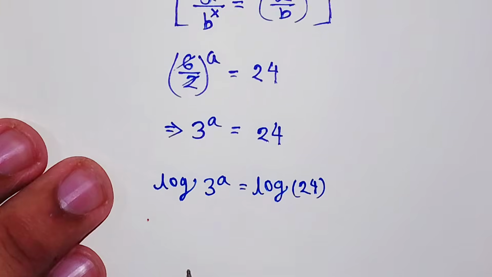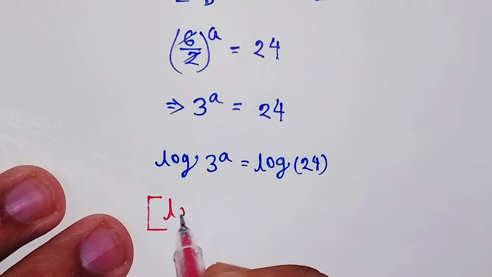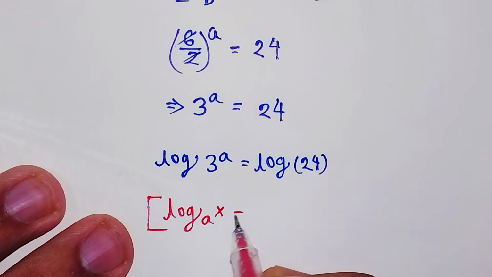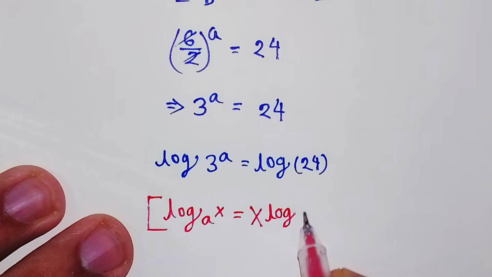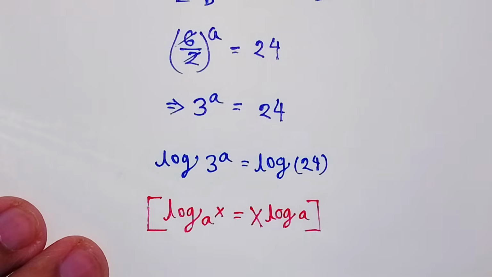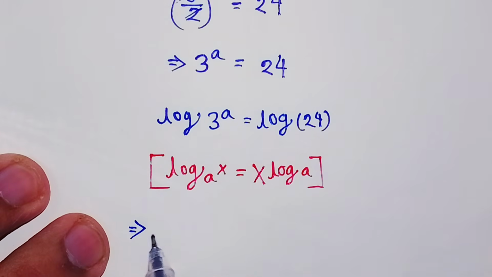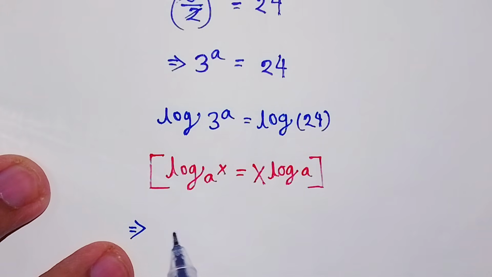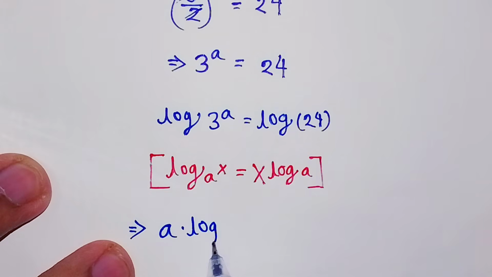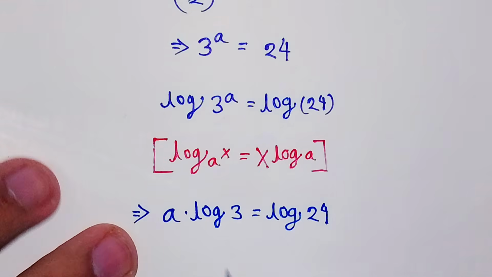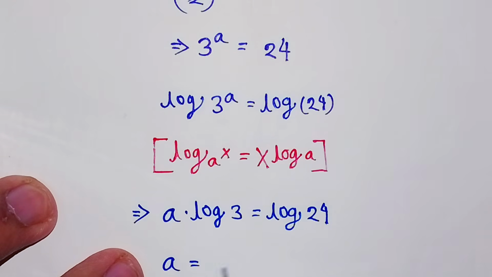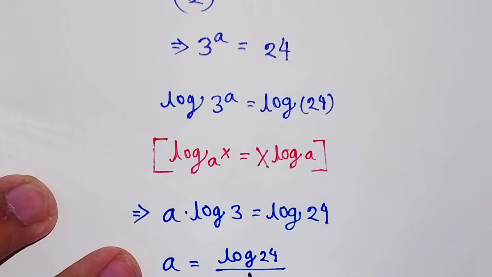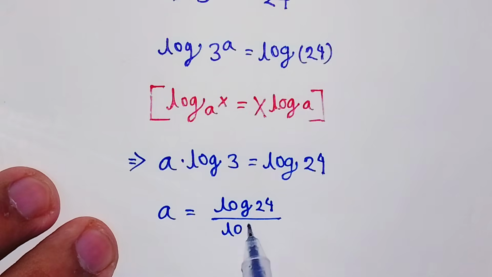Here we have the formula: log a^x equals x log a. After applying this exponential equation, this Olympiad math will be simplified more. Then we can write a times log 3 equals log 24. After solving this, we can write a equals log 24 divided by log 3.